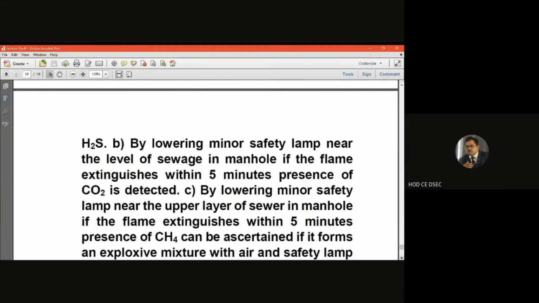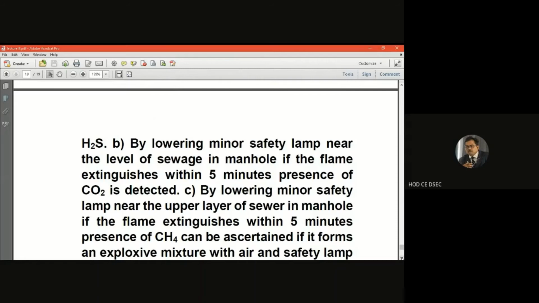Then for ascertaining the presence of carbon dioxide, what do we do? By lowering a miner's safety lamp near the level of the switch, that is at the bottom of the manhole. If the flame extinguishes within 5 minutes, then carbon dioxide is present there.